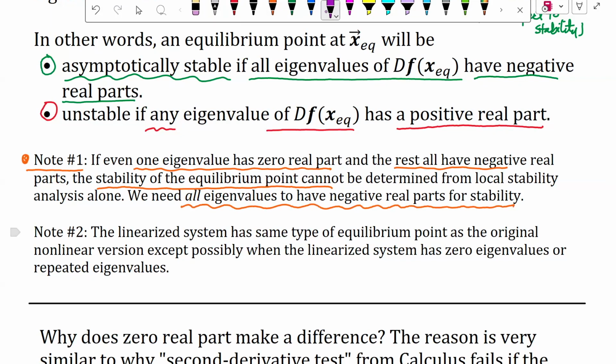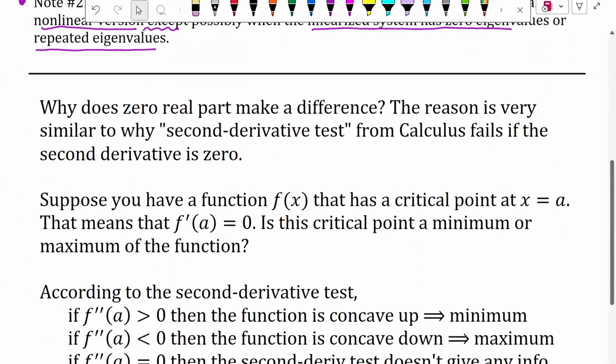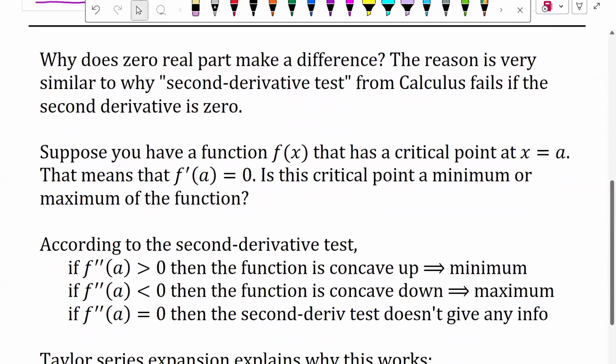The other thing to note is that the linearized system, the one that comes from looking at the Jacobian at the equilibrium point, is going to have the same type of equilibrium point as the original nonlinear version, except when the linearized system has a zero eigenvalue or repeated eigenvalues. So again, unless we are running into that exceptional case with a zero eigenvalue or repeated eigenvalues, we can be confident that our linearized system is a good reflection of our nonlinear system. Many of you are probably asking yourselves, then what do we do in those cases? And that's what we're going to talk about next week when we deal with Lyapunov functions.